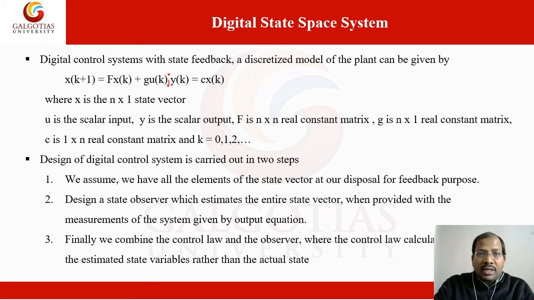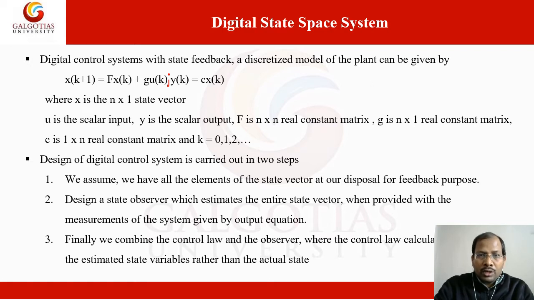where x is the state vector having the order n cross 1. Here we are considering a single input and single output, so u is the scalar input and y is the scalar output. F is the system matrix having the order n cross n, G is the input matrix of order n by 1, and C is the output matrix having the order 1 by n. That is the SISO system. And k is the integer value, varying from 0, 1, 2, up to infinity.